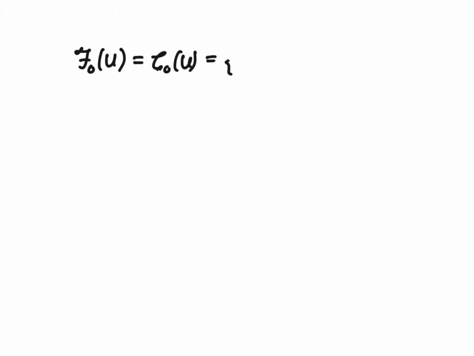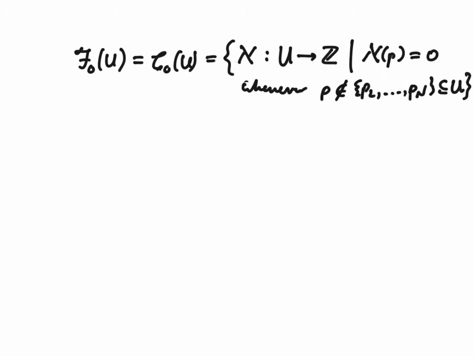It's a map from the set of points of U, meaning just U itself, into the integers, such that Aleph of every point is 0 for all but finitely many. Whenever p is not in some finite set of points in U. So basically every single point of U is assigned an integer value, but the vast majority of points are assigned the value 0. Only a certain finite number of points may be assigned non-zero values.